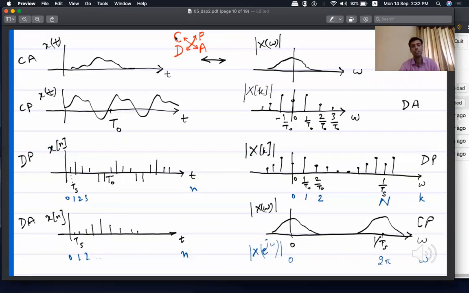So basically, as we said, sampling introduces copies. Whenever you sample, you go from continuous to discrete, and immediately your other domain, the transform domain, will become periodic. Let's say the copies appear at appropriate gaps.